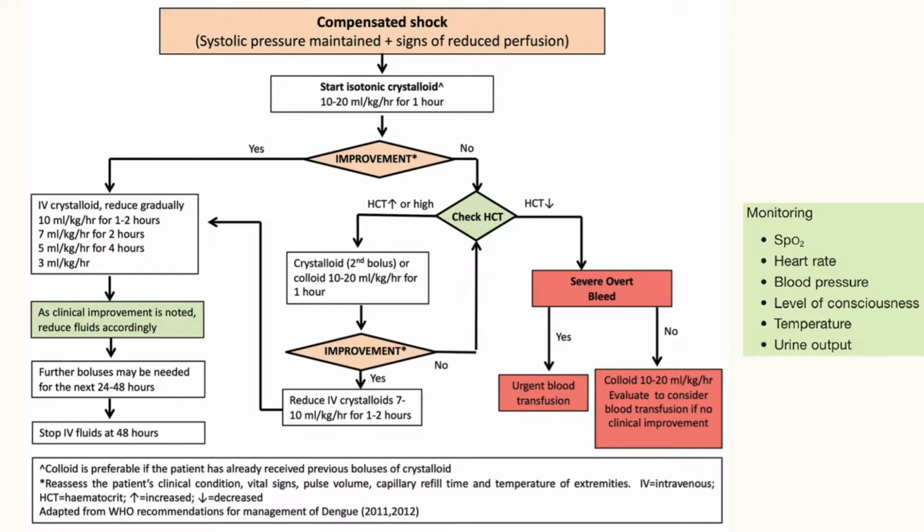This is an algorithm for a patient with compensated shock. We know that in a shock condition we should give a high amount of fluids intravenously, and then we need to observe whether there is any improvement after fluid administration. If the condition or the hemodynamic is stable and the hematocrit is also going down, we should follow by observation and reduce the infusion rate.